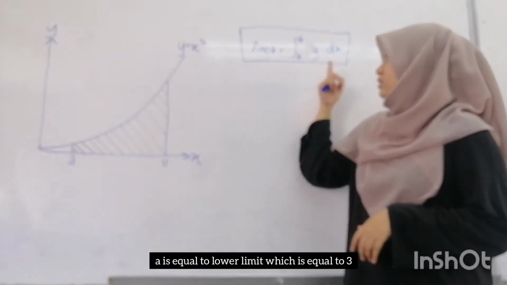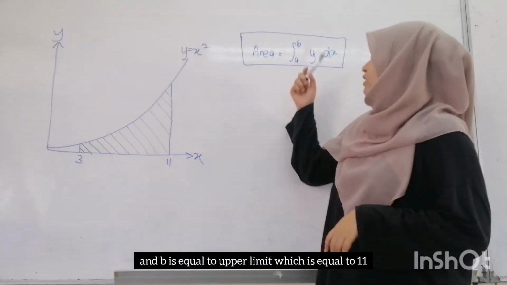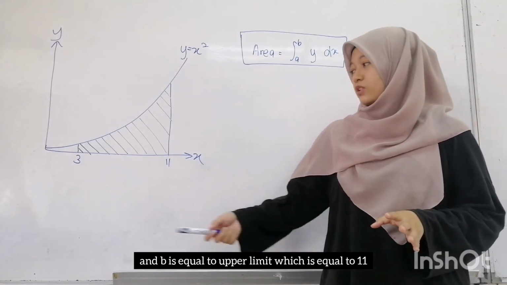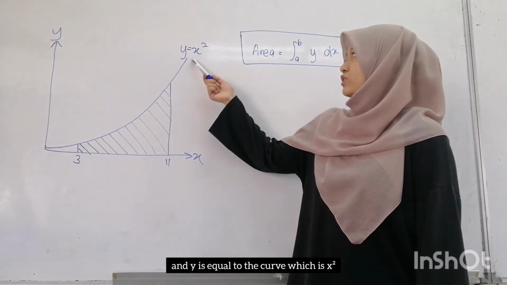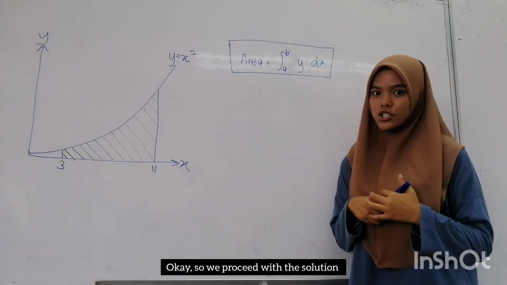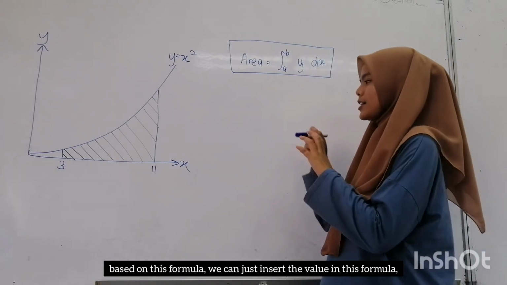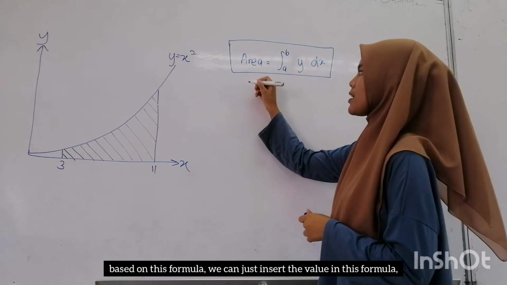A is equal to the lower limit, which is 3, and B is equal to the upper limit, which is 11, and y is equal to the curve. So we proceed with the solution. Based on this formula, we can just insert the values in this formula.